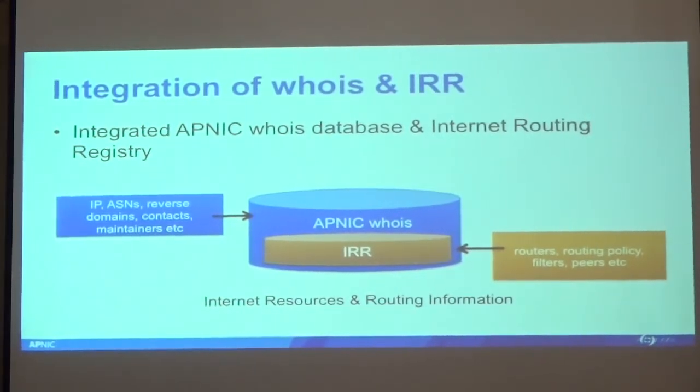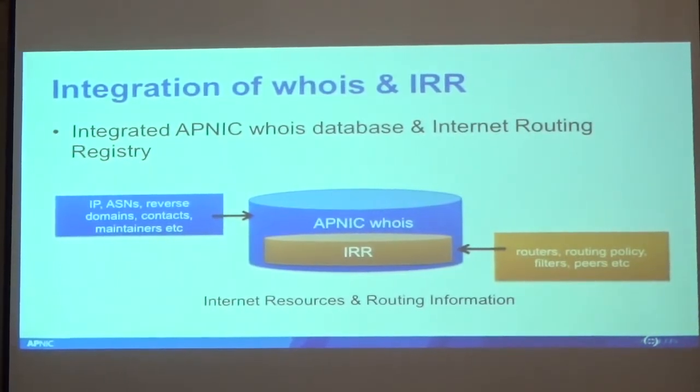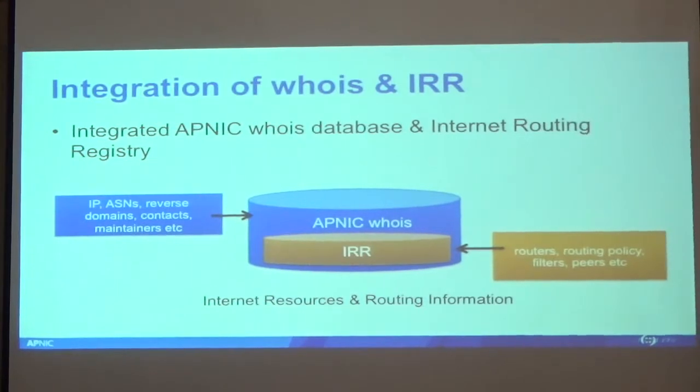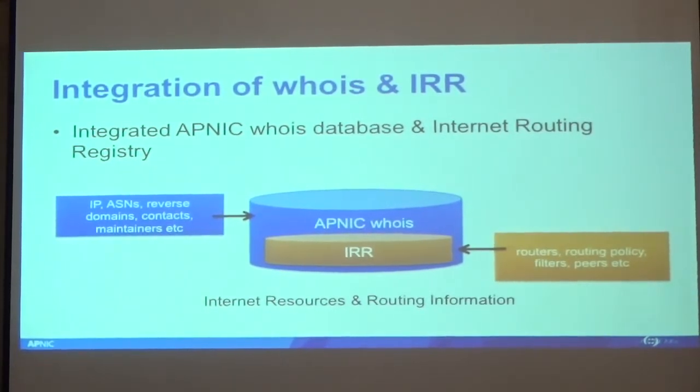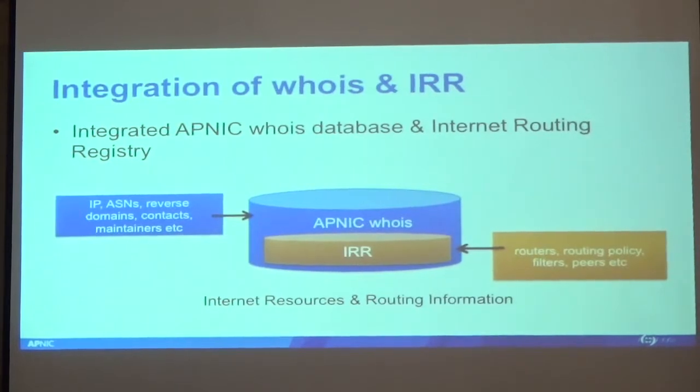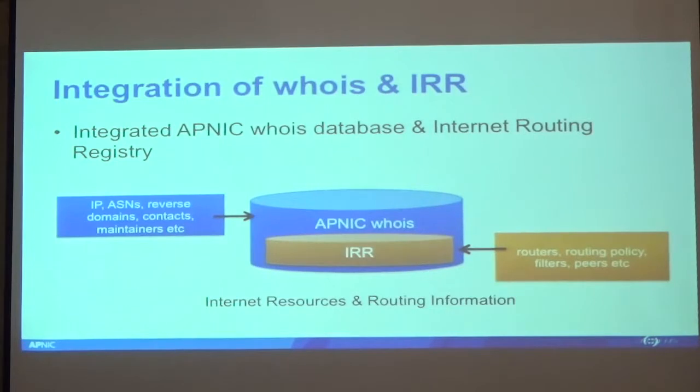Each of the RIRs. You're familiar with an RIR, right? RIR, Regional Internet Registry. APNIC is one of them. There are 5 regional internet registries around the world, and each of us maintain a WHOIS database for the objects, for the resources that we are distributing. IP addresses, AS numbers, we have them maintained in the WHOIS database.